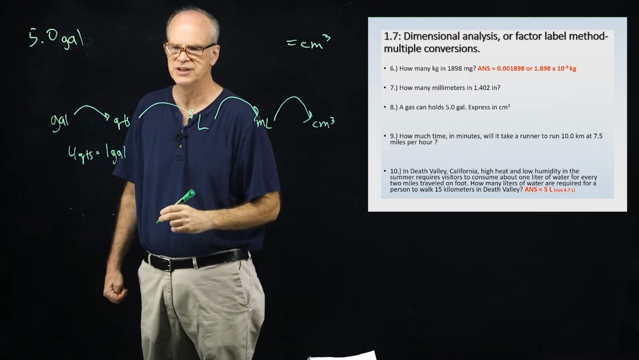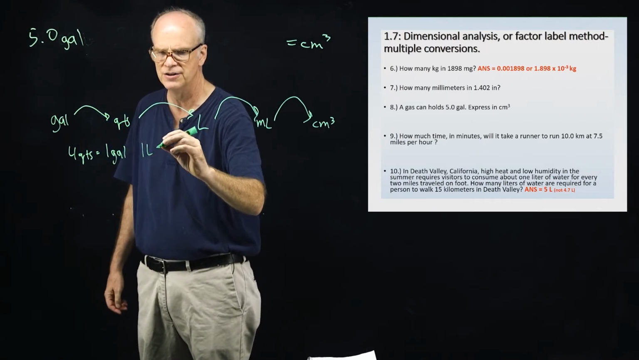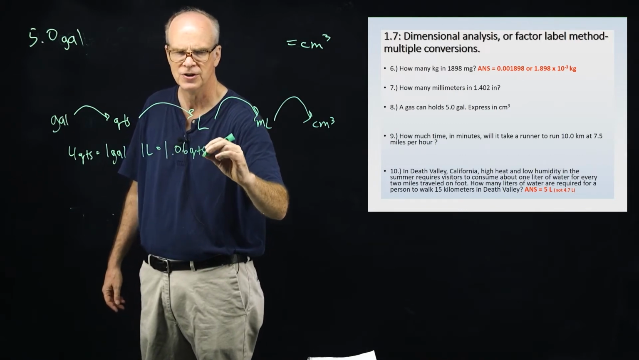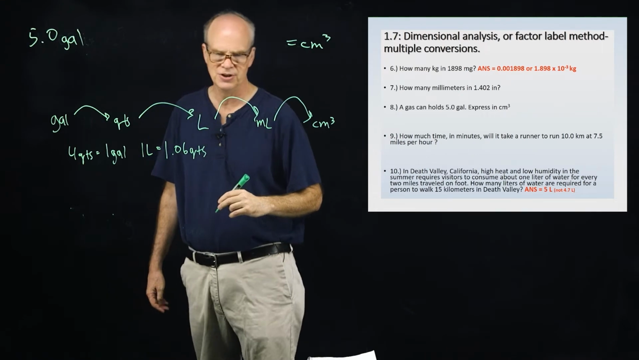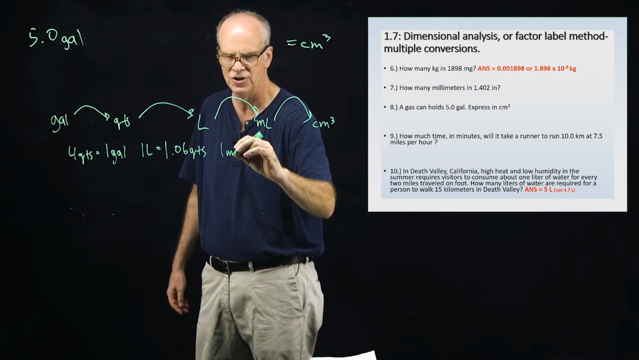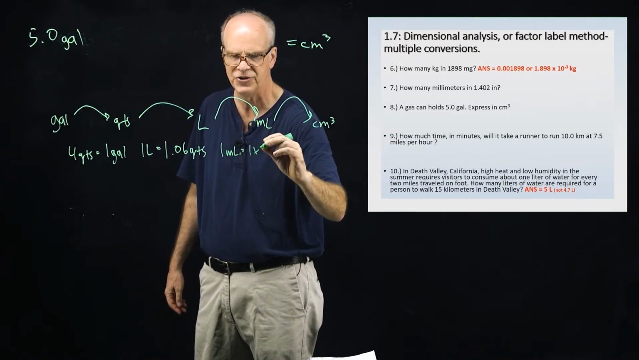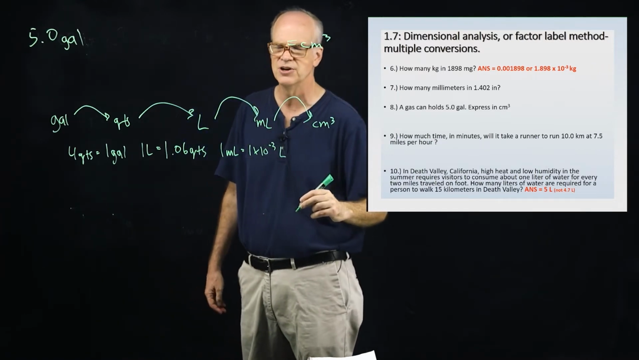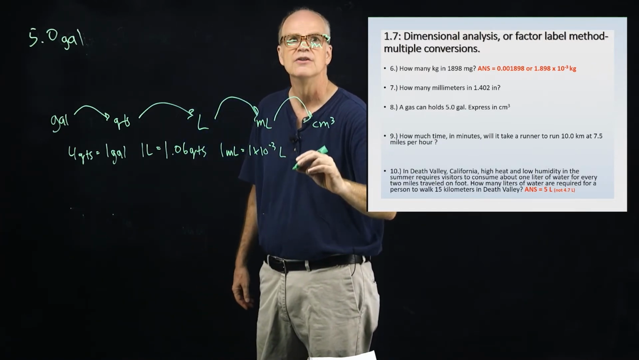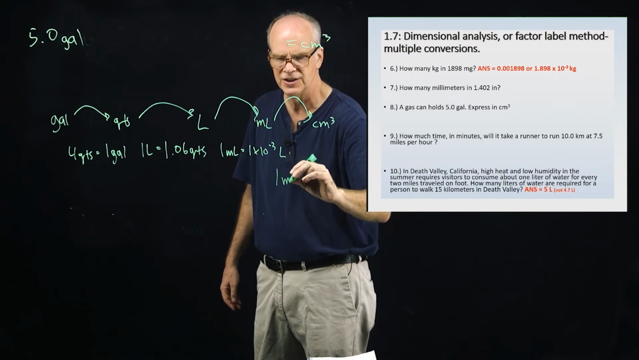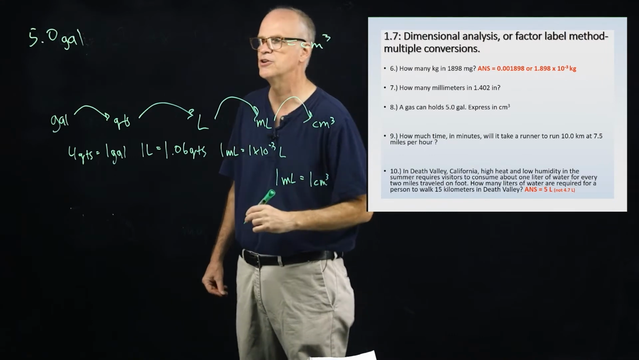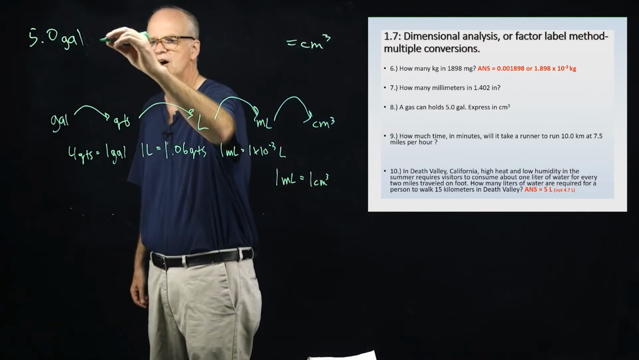So quarts to liters, so 1 liter, I'm hoping you remember, has 1.06 quarts. Liters to milliliters, so 1 milliliter is equal to 1 times 10 to the negative 3 liters. And then I'm hoping you kind of remember, this is an important one to know, that 1 milliliter is always equal to 1 cm cubed. Okay, so let's go ahead and throw them into this problem.